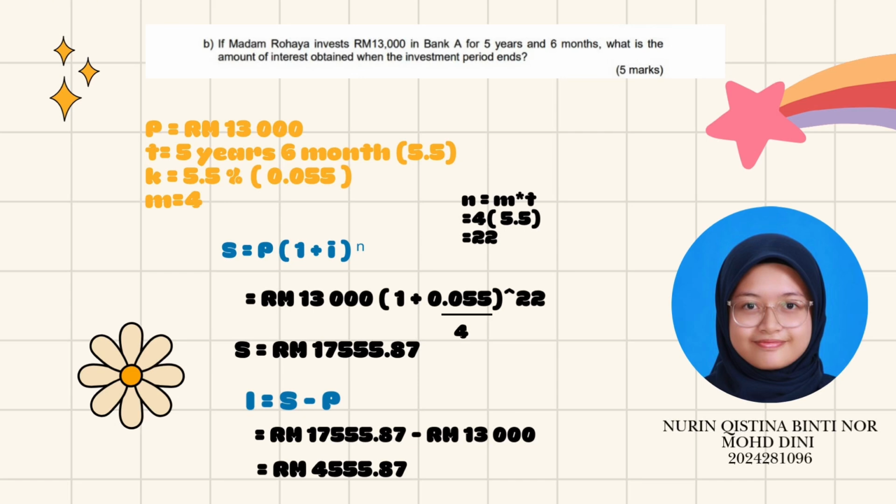The second step is to find the interest obtained, and we need to use the formula I equals S minus P, which is RM 17,555.87, which stands for the future value, minus the principal, which is RM 13,000, and the final answer we will get is RM 4,555.87.